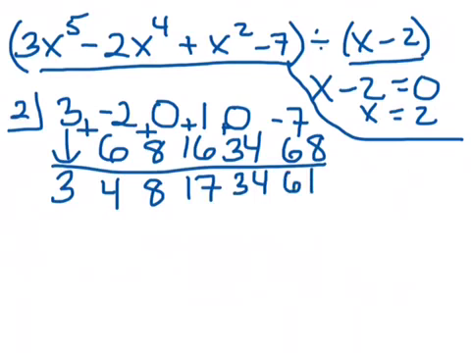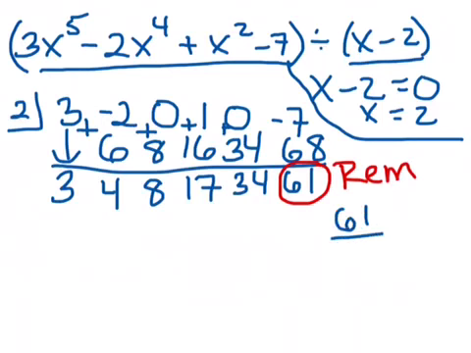Now it might not be easy to see, but that's actually our answer right there. So I always start at the back. The 61 is always our remainder. Now, this is how I like to write the answer. Remember we write remainders in division problems as 61 divided by x minus 2, because that's remaining to be divided by the x minus 2.